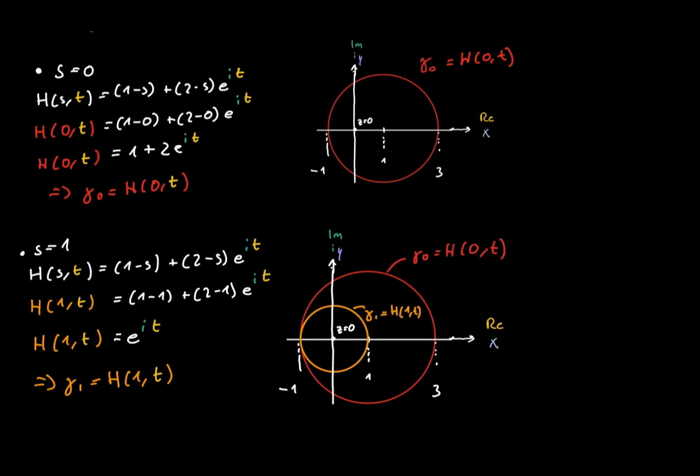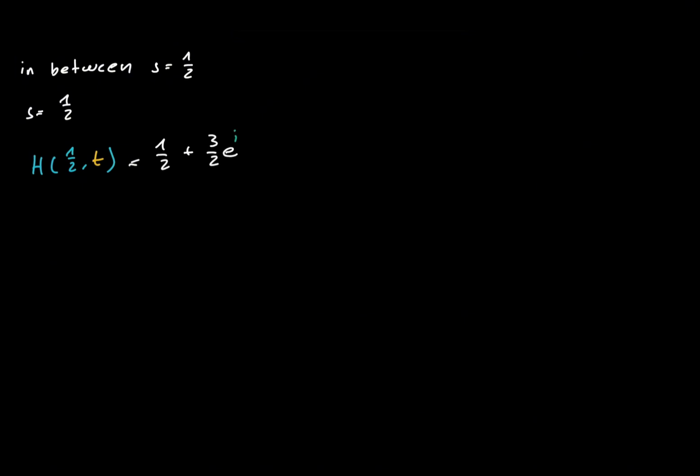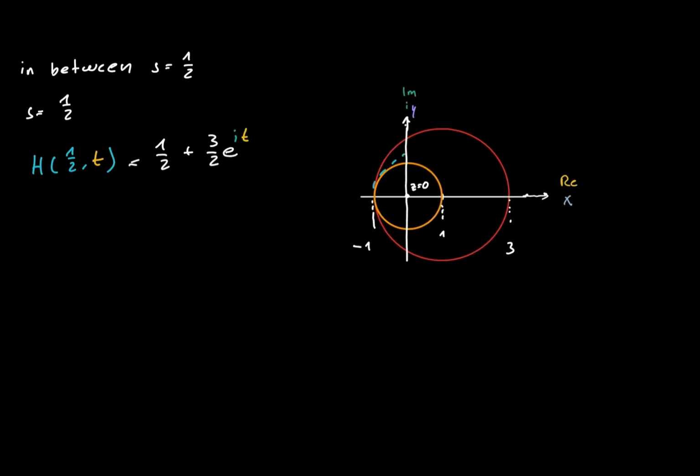Now look at what happens in between. If s equals 1 half, we get 1 half plus 3 halves e to the i t. So the circle now has center 1 half and radius 3 halves. That means the circle moved left and became smaller. So the deformation is a smooth movie from the big circle to the small circle.